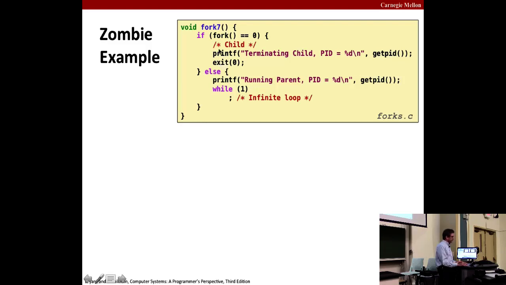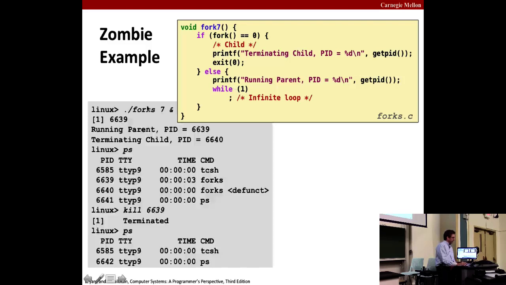First, let's look at an example of this zombie phenomenon. Here we have a function where we call fork, and then within the child, we print a message, the process ID of that child, and then we exit the child. Within the parent, we print a message, and then we go into an infinite loop. So this is a parent that never reaps the child that it created.